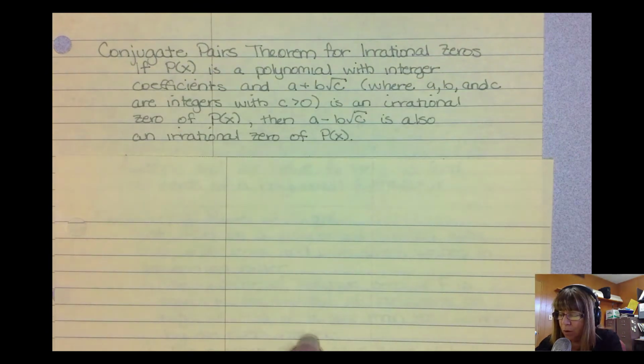So here's the formal theorem. It just means if I have a polynomial with integer coefficients and a plus b times the square root of c, where a, b, and c are real integers and c is greater than 0, is an irrational 0 of p of x, then a minus b times the square root of c is also an irrational 0 of p of x. So these conjugates come in pairs.